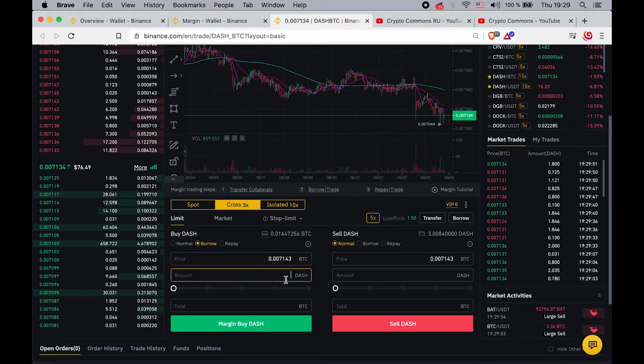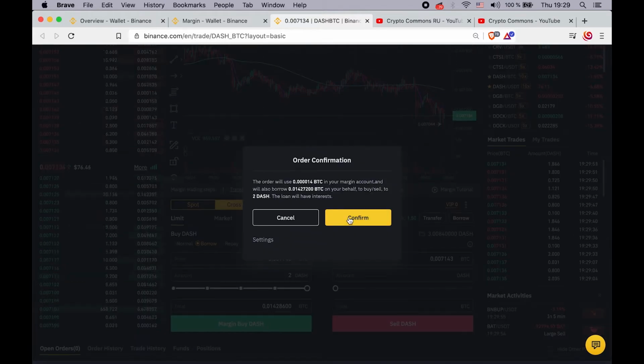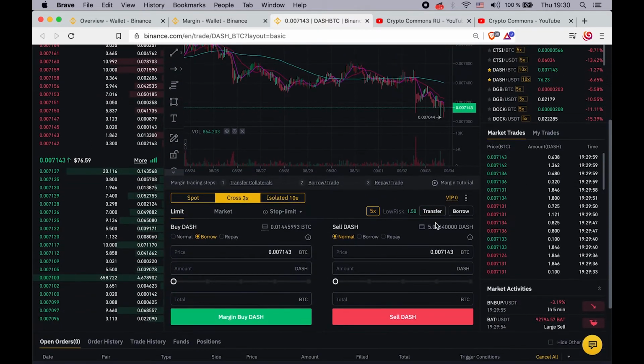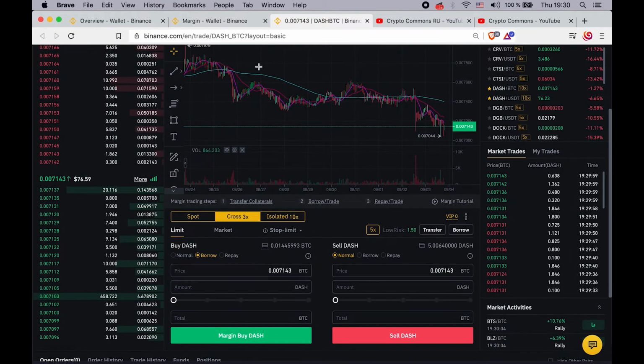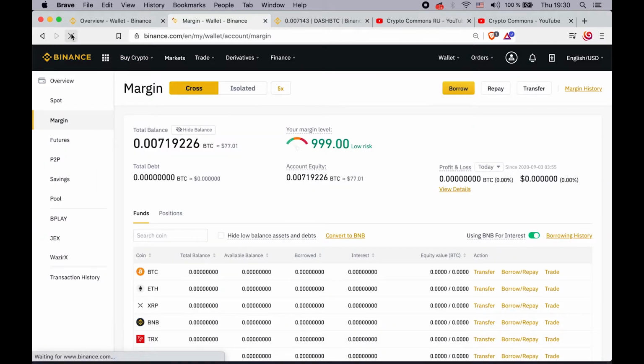Now we see that we can buy 2 more Dash. Okay, let's do it. We press confirm, and now we are holding 5 Dash. So this is 5x leverage trade. I want to show you this because it's high risk level. Now we took maximum leverage on margin trading tab, 5x leverage.